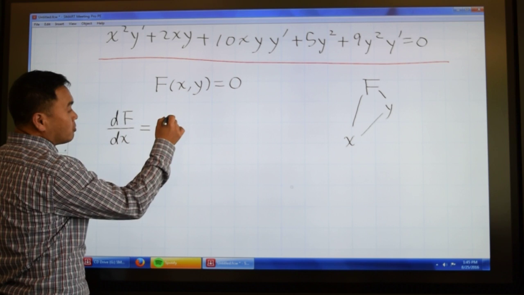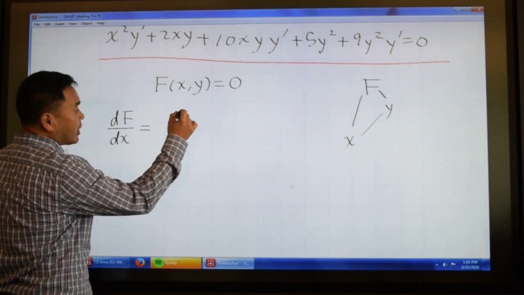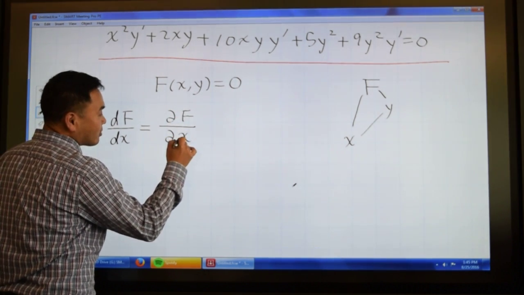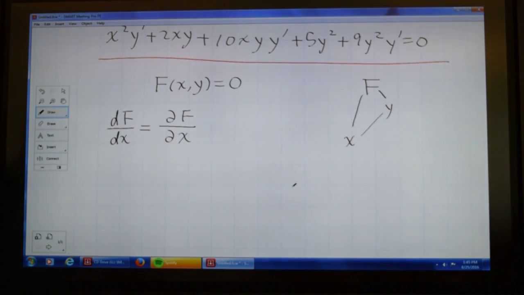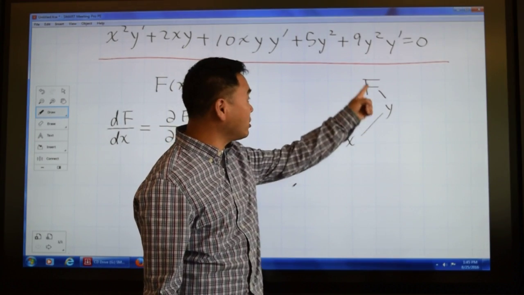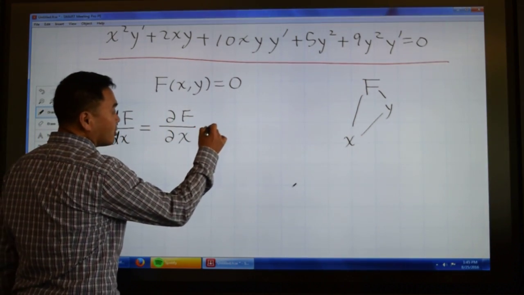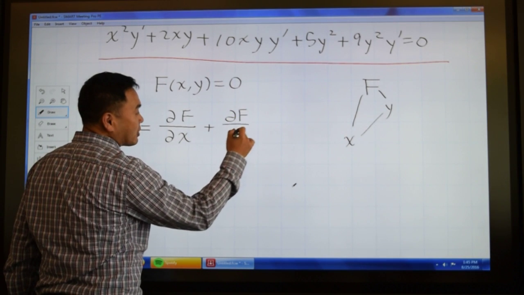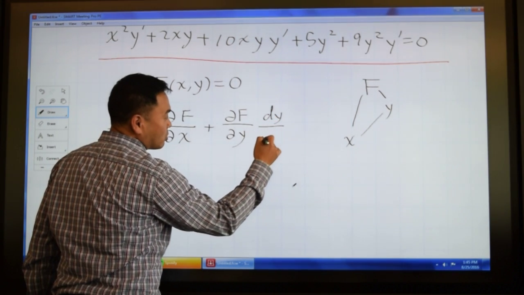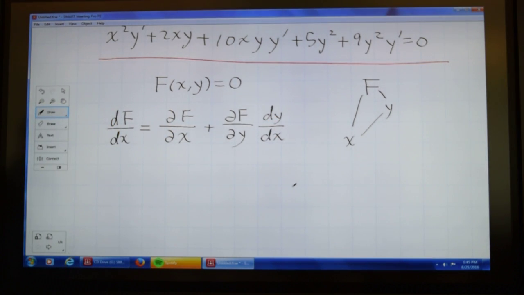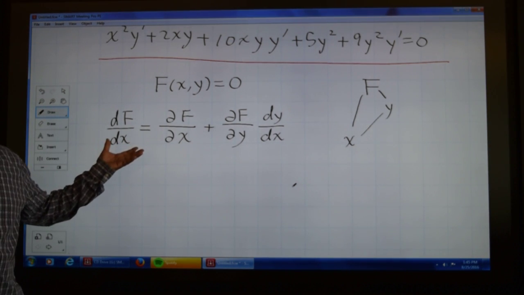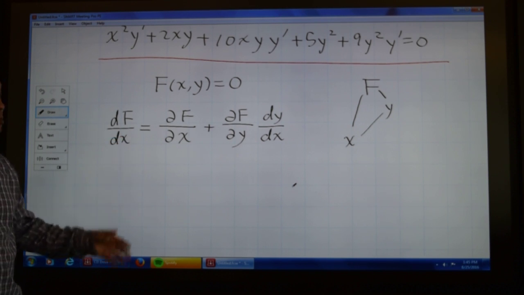First, you may find how much f changes when you change x by itself. But there's another way that change of x could bring the change in f. That's when f changes with respect to y, and then y also changes when you change x. That's the chain rule, right? That's the chain rule you learned in calculus 2.